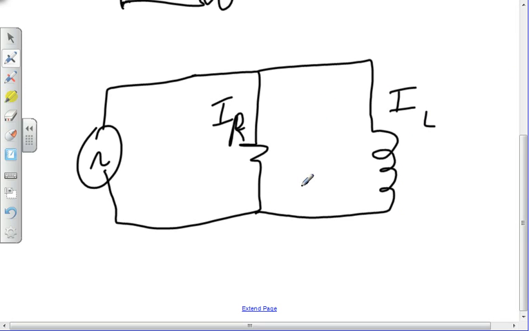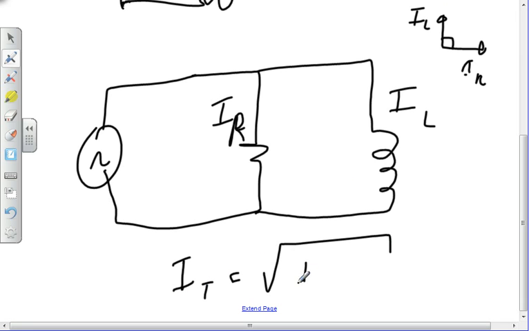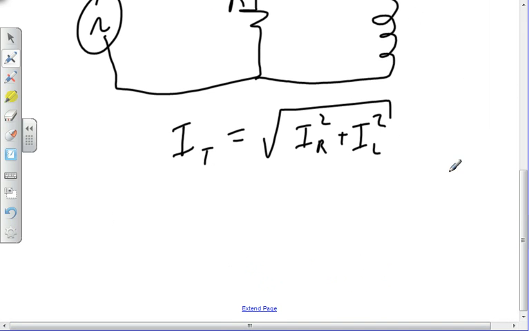In series, the current has to be the same through both. I don't have a choice. In parallel, they have to add. But they're 90 degrees out of phase. So my current across the resistor is that way, and my current through the inductor is that way, and those are right angles. That means the total current is going to be the square root of the current through the inductor squared plus the current through the resistor squared. Even though I said those things backwards, I wrote it down right, and that's because they're at right angles to each other.